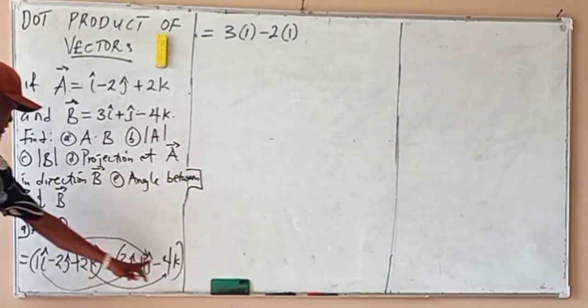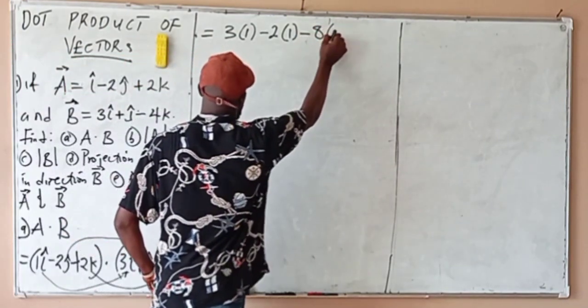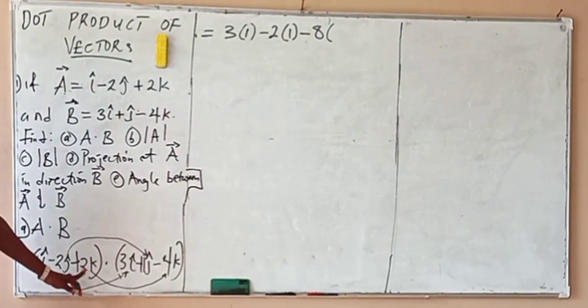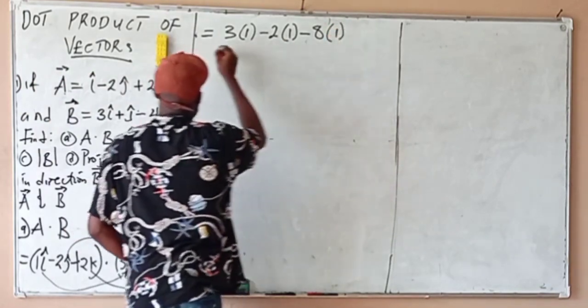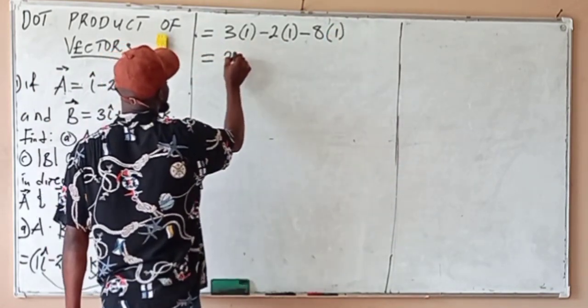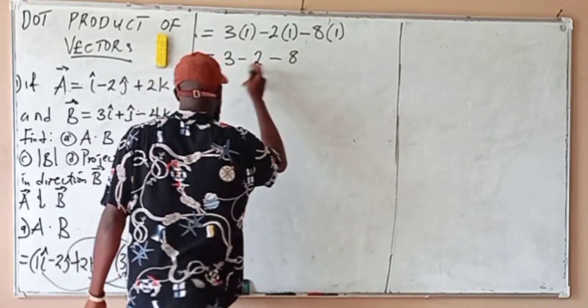Plus 2 times minus 4 will give us minus 8. K dot K will give us 1. So we're going to have 3 times 1, 3. 2 times 1, 2. 8 times 1, 8.